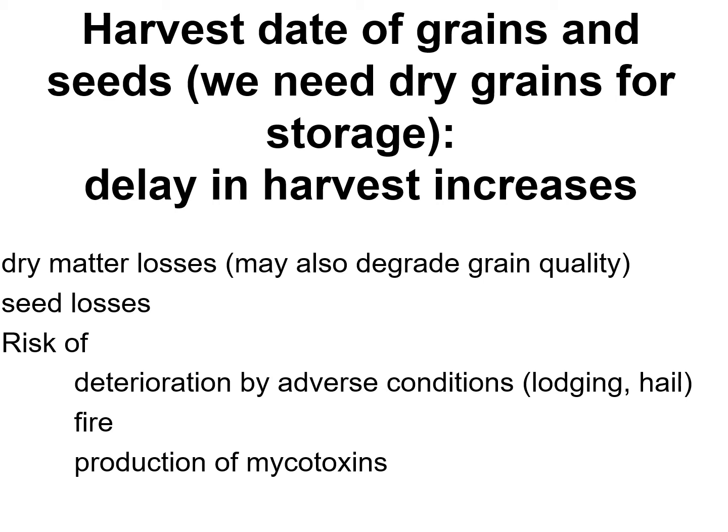However, to obtain dry grains, usually we will tend to delay the harvest date. But the delay in harvest increases dry matter losses from the crop, and in some cases it may also degrade the grain quality. The delay in harvest will also increase seed losses and the risk of deterioration by adverse conditions like lodging of the crop or hail occurrence, the risk of fire, and the risk of production of mycotoxins.